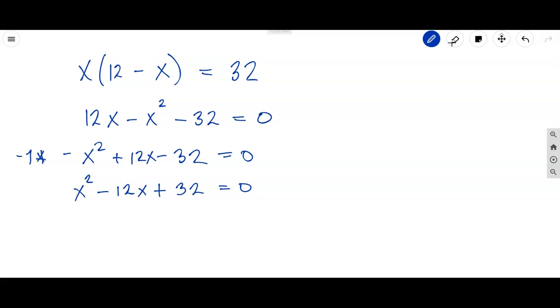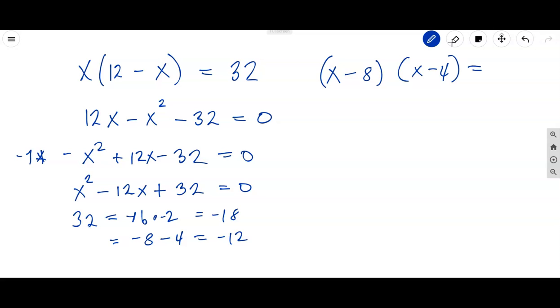So what are the factors of 32? We will not use 16 and 2, because negative 16 and negative 2 will give us negative 18. So we'll use negative 8 and negative 4, which will give us negative 12. Therefore the factors are x minus 8 and x minus 4 equals 0. So x minus 8 equals 0 and x minus 4 equals 0, so the values of x are x equals positive 8 and x equals positive 4.